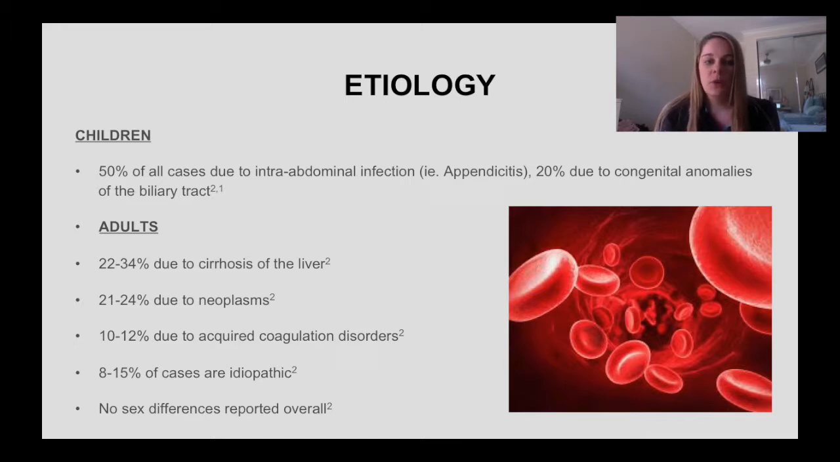A disruption to the coagulation pathway is obviously going to have a pretty big effect on the production of thrombus within the body, because the body's usual system for dealing with that is disrupted. And 8 to 15% of cases are idiopathic, which means there's no underlying cause that has been found for the portal vein thrombosis. Overall in the population, there has been no difference between the two sexes reported. However, there is a slight prevalence of males with cirrhosis, which then leads on to portal vein thrombosis.